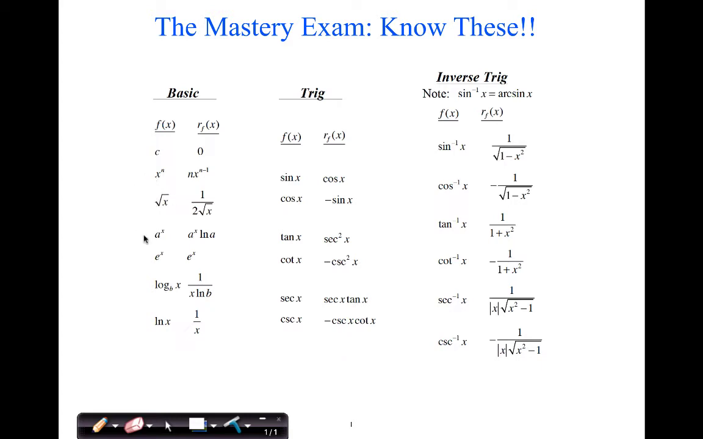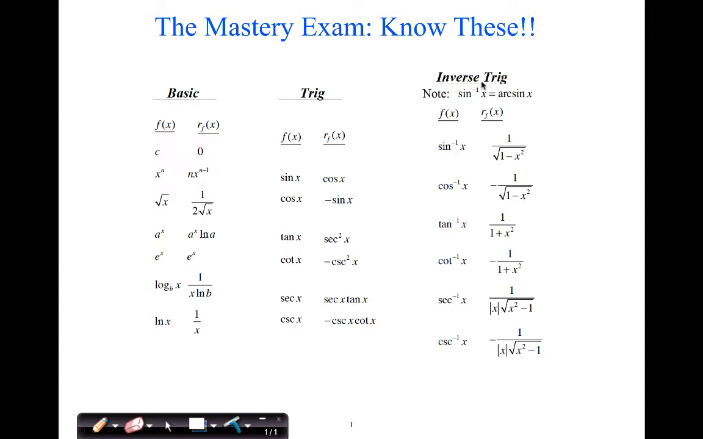You can also use power rule, exponential, logarithmic, power functions, constants, trig functions, inverse trig functions. Just notice the patterns between them to make memorizing them a little bit easier. So, in any case, we talked about those before. Do keep in mind there's two different notations for inverse trig functions.